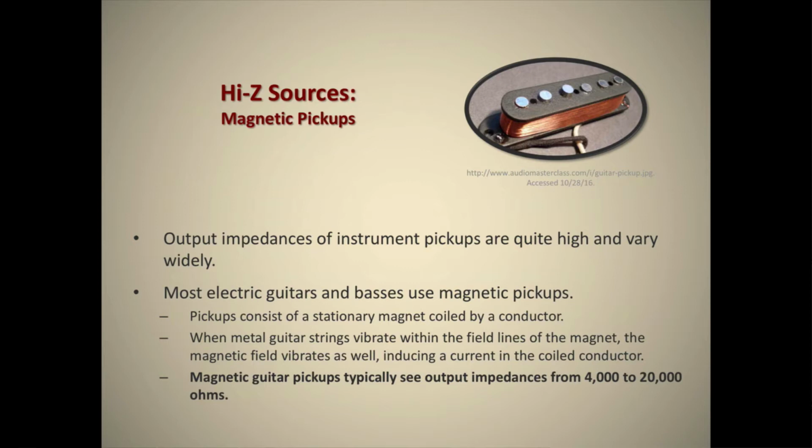And so what's going on with these things, just to be a little nerd here, is you have a metal string vibrating within a magnetic field, and the metal string kind of pushes and pulls the magnetic field, and that induces a change on the coiled wire, and the coiled wire, of course, now has current moving in it, and we've got an electrical signal that can be amplified.